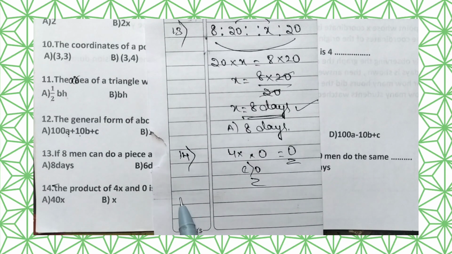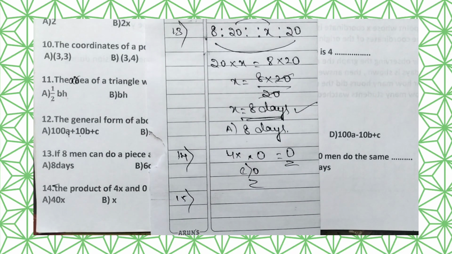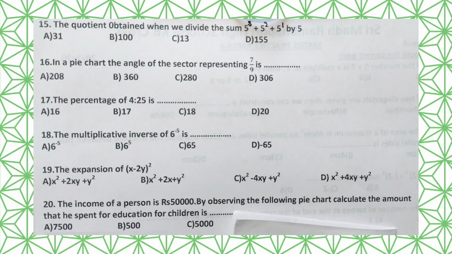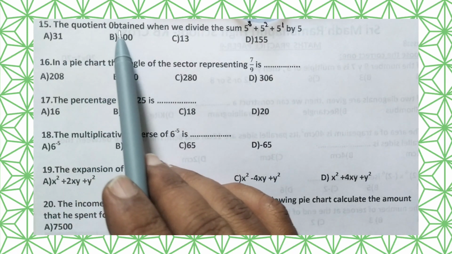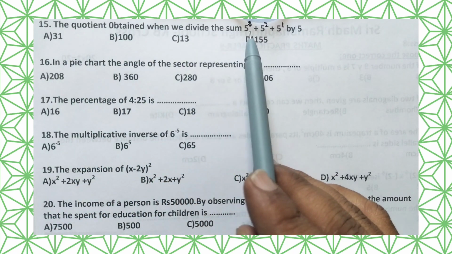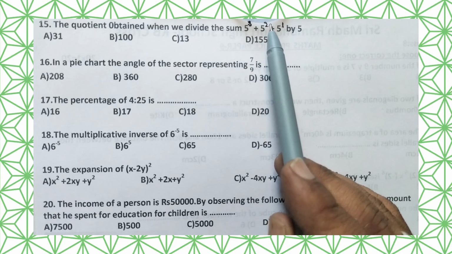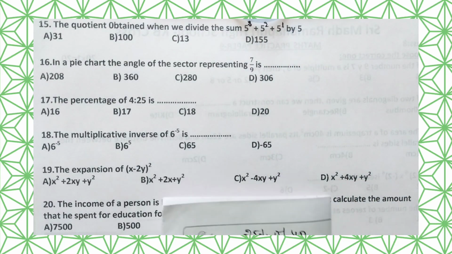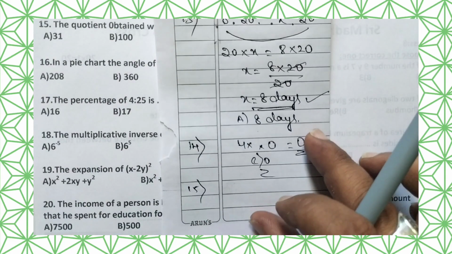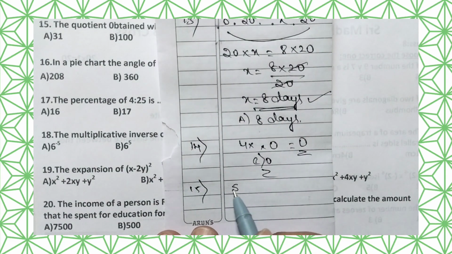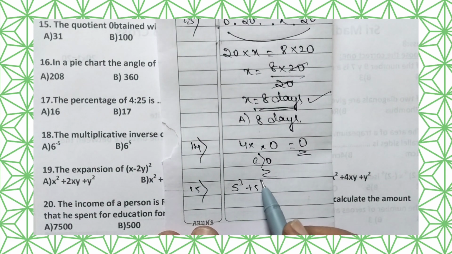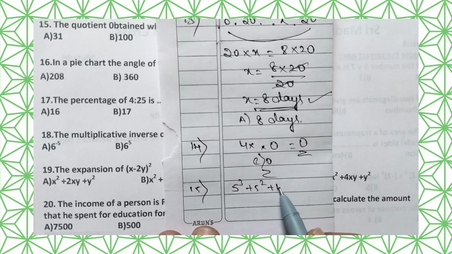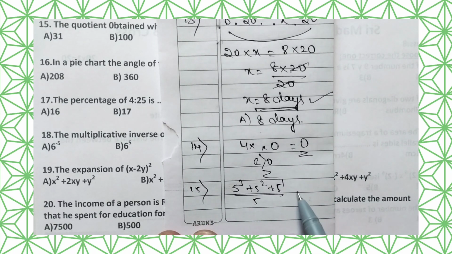Now let us answer for the 15th question. The quotient obtained when we divide the sum 5 to the power of 3 plus 5 to the power of 2 plus 5 to the power of 1 by 5. So now let us answer this question. So 15th question, 5 to the power of 3 plus 5 to the power of 2 plus 5 to the power of 1 divided by 5.